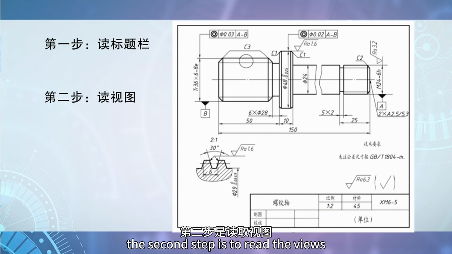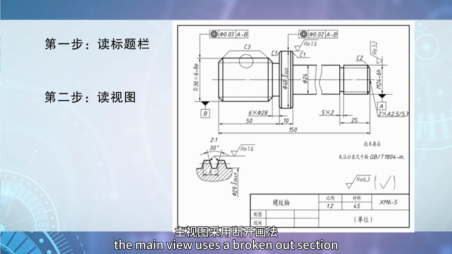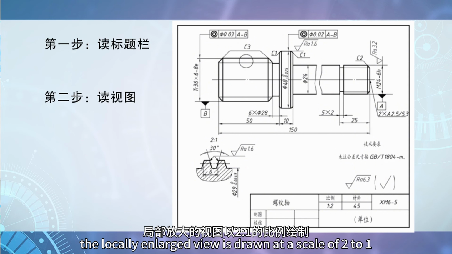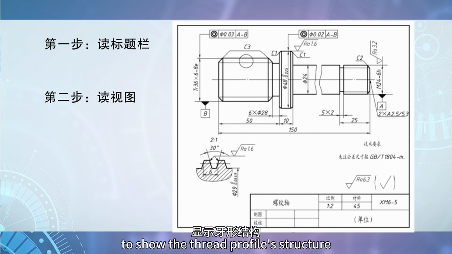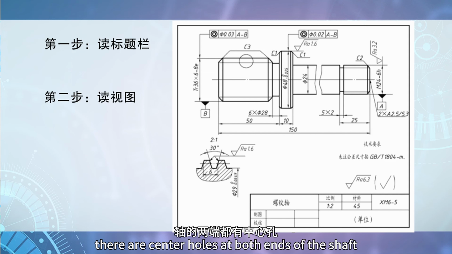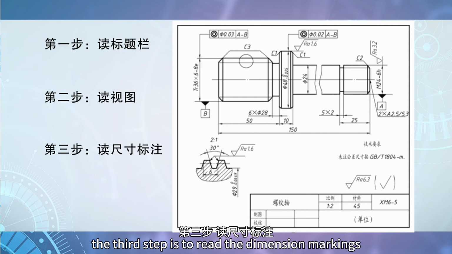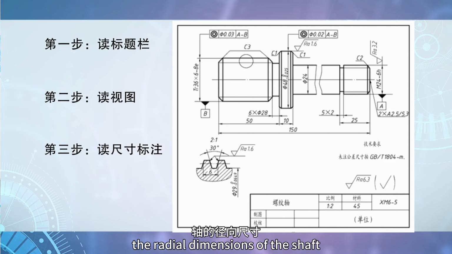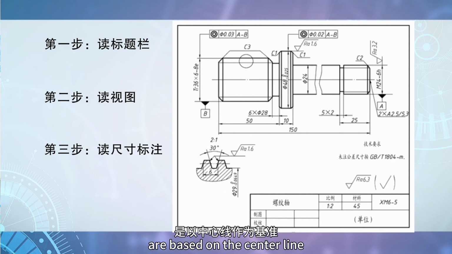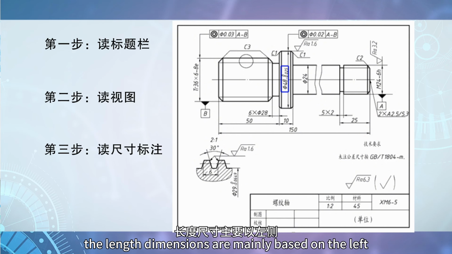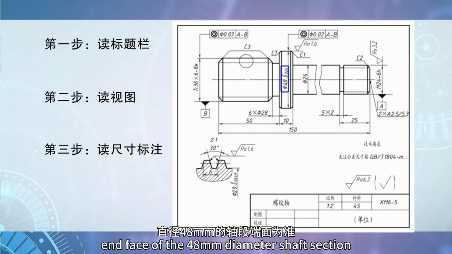The second step is to read the views. The main view uses a broken-out section. The locally enlarged view is drawn at a scale of 2 to 1 to show the thread profile structure. There are center holes at both ends of the shaft. The third step is to read the dimension markings. The radial dimensions of the shaft are based on the center line. The length dimensions are mainly based on the left end face of the 48 mm diameter shaft section.